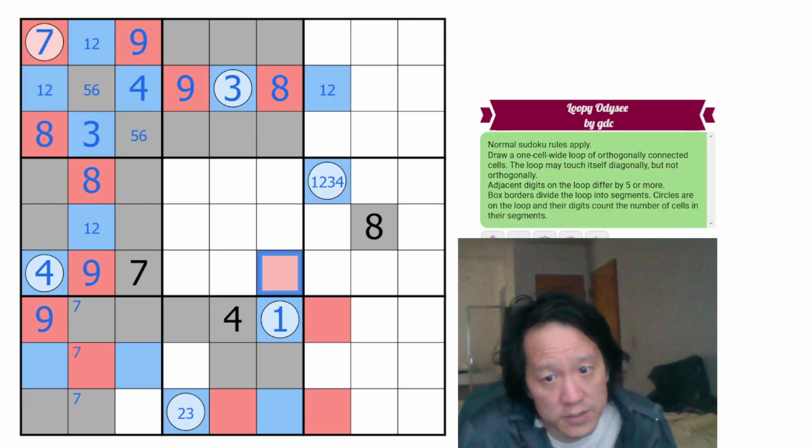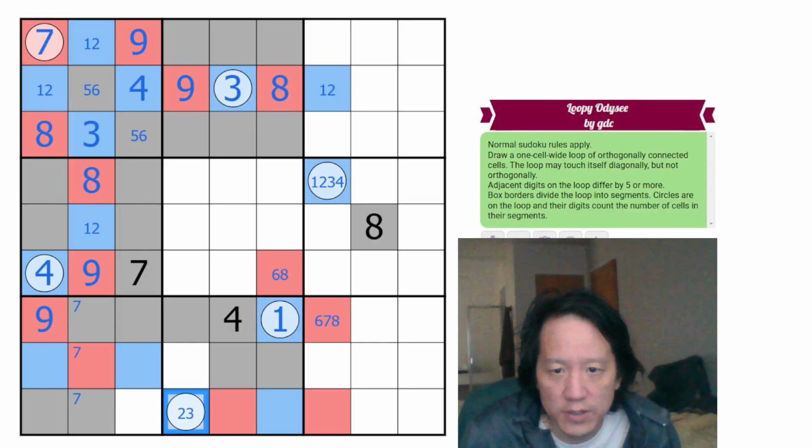This could be 6. So this could be 6 or 8. This is 6, 7, or 8. Not 4. 6, 7, or 8. This has to be 3, because that's what it's at most. So therefore, this one has to be red. And this one's gray because we can only have 3 in the segment here.